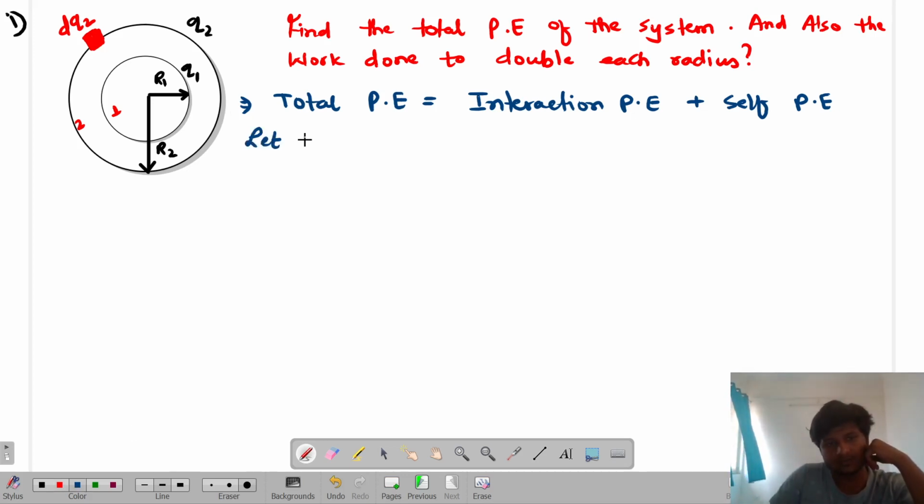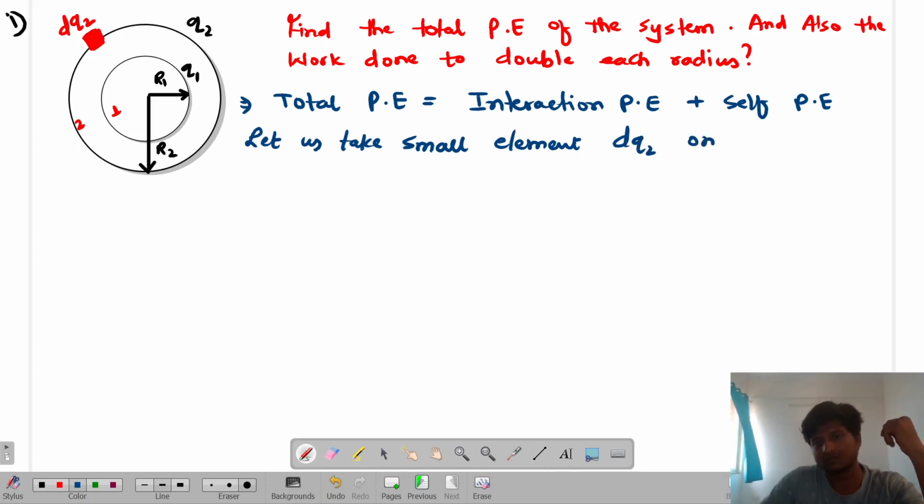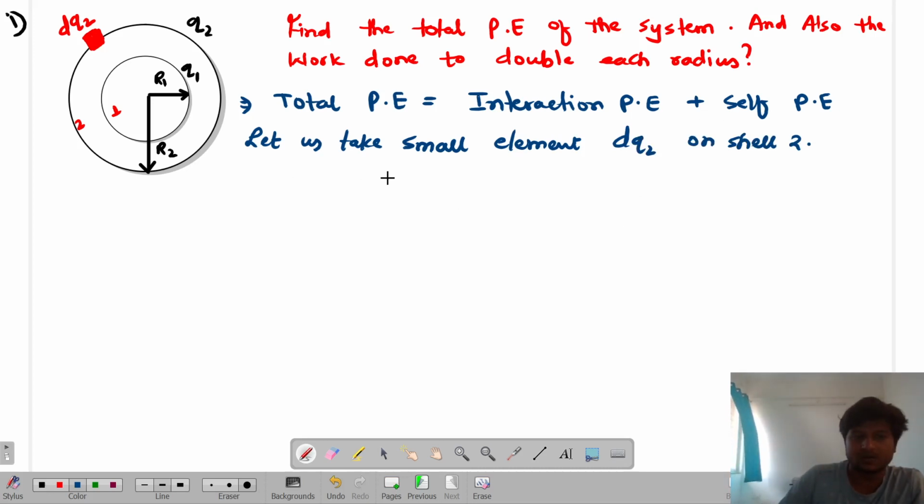So look over here. Let us take a small charge. Then later on I'll tell you the trick. But right now you understand the full way. A small element dq2 on cell 2. Is that clear? And so look over here. So basically due to the cell 1, the small potential will be there or not.